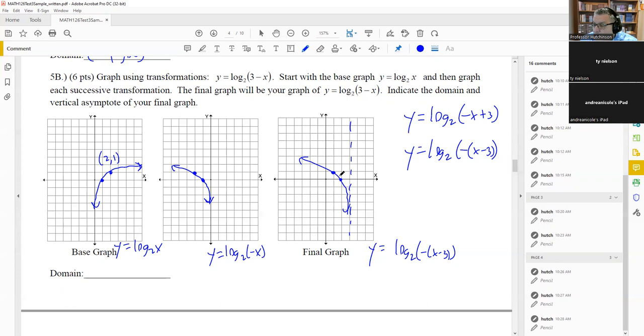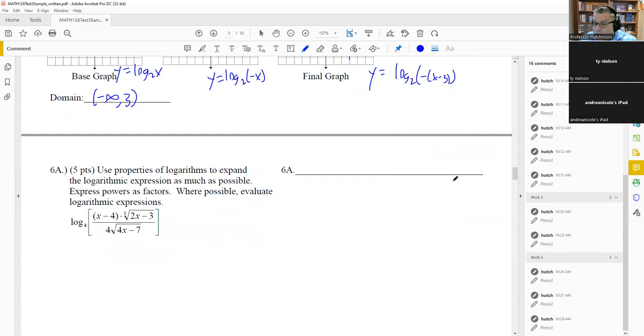The domain on this one, because it opens up to the left, that's going to go down to -∞, and that's going to go up to 3. So 3 again is not included because it's a vertical asymptote that I have. So -∞ to 3. So I just want to do both of those just to show you the difference and the flips that you'll have.